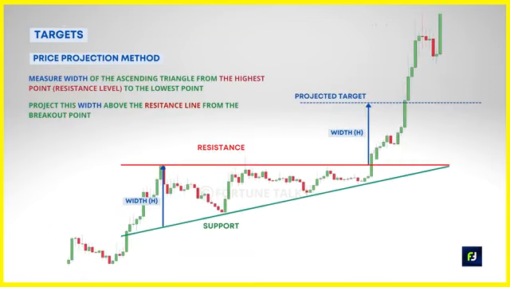The second method, the price projection method, is a classical charting technique to project where the price will exhaust itself. So here's how it works for an ascending triangle pattern. You have to calculate the width of the ascending triangle from the highest point, which is the resistance level, to the lowest point. Now add this amount to the breakout level and that's your price projection or expected target level.